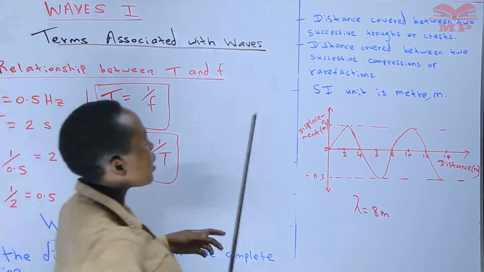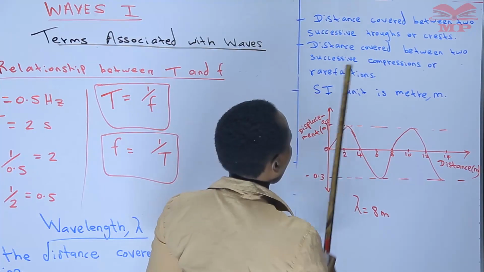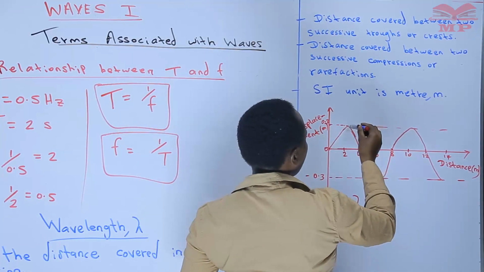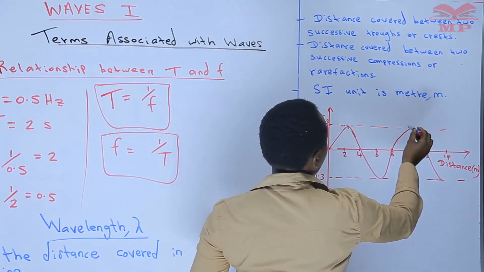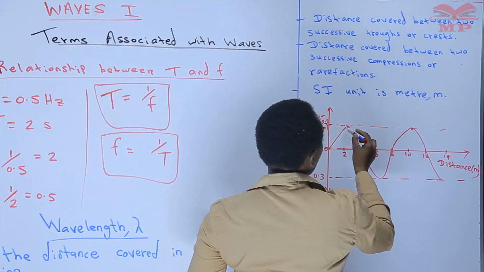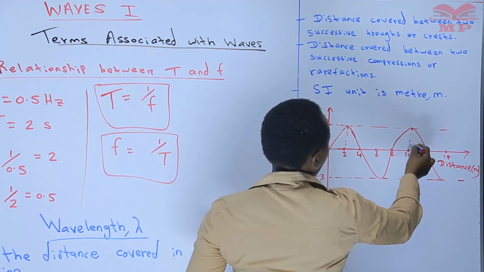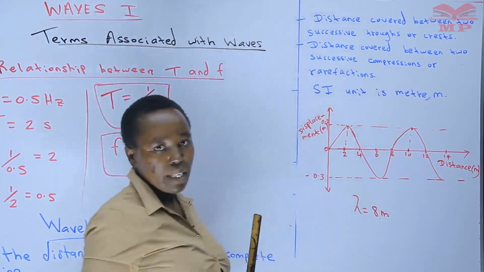Or we can say that it is the distance covered between two successive troughs or crests. So for example, if we consider crests, we can start with this crest, and this other one here. So you just come and read here. Here we have 2. Here we have 10. So 10 minus 2 is 8 meters.